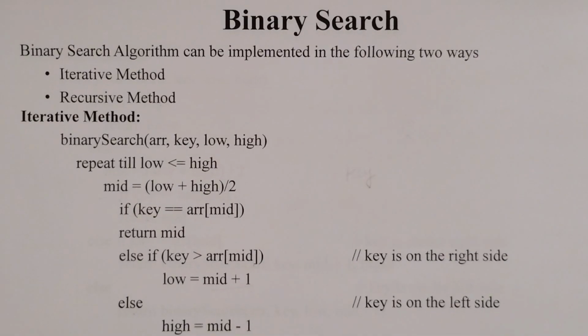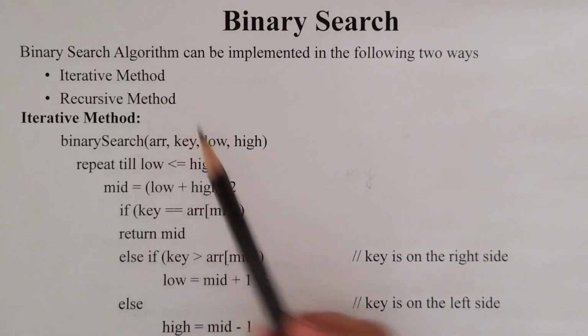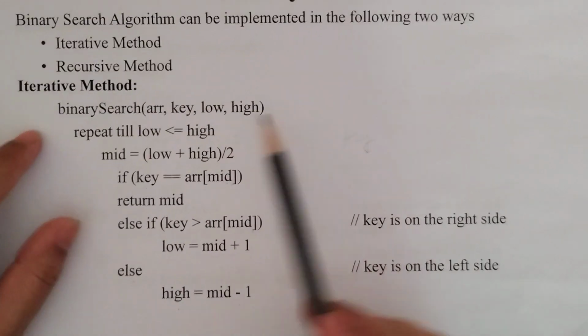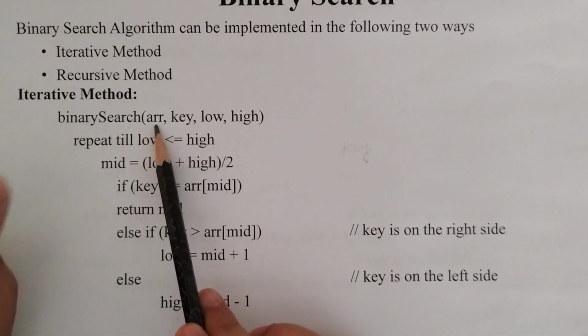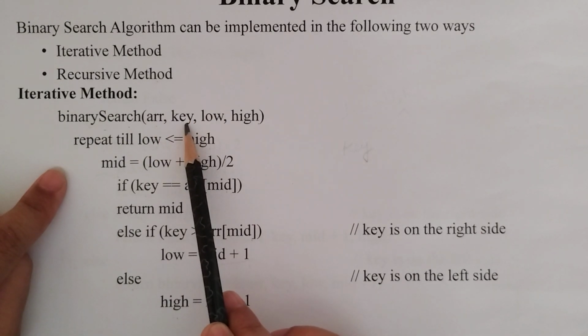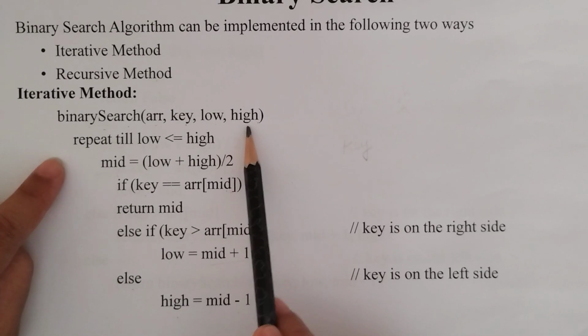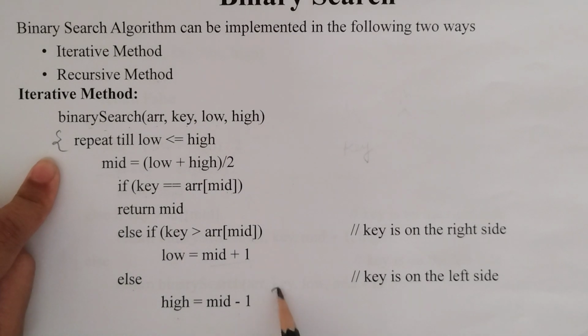You can implement the binary search algorithm in 2 ways. One is by the iterative method and the other one is by the recursive method. So we'll see the iterative method first. If you look at this method, here is my method name, that is binary search, where I am passing the array and key, that is the key value to be searched for, and the low value and the high value. So this is my method and this is the block of my method.